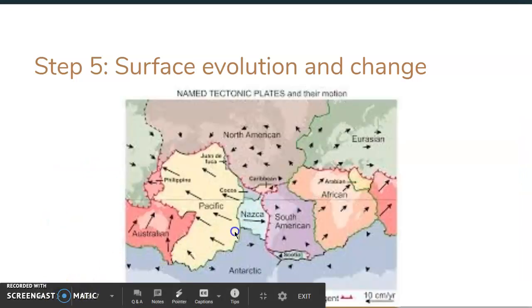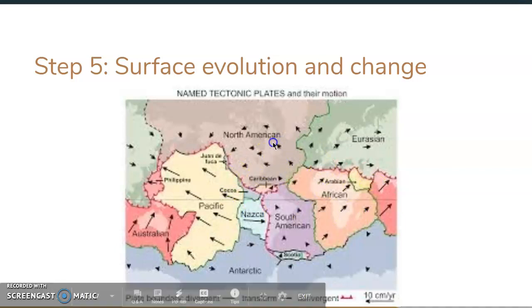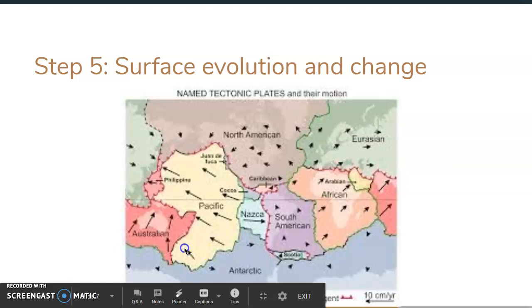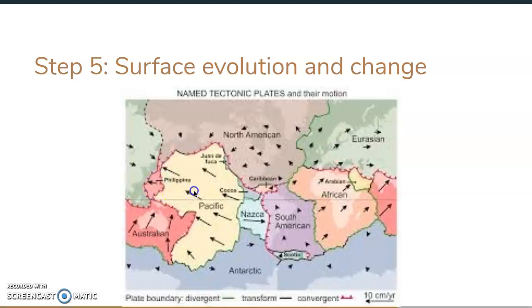So this isn't a great picture, but these are all of our tectonic plates, which are from around the world. So we have a Pacific plate, a North American, Euro-Asian, African, South American, Australian, and we can see that the interactions are all one of those three that we just went over.